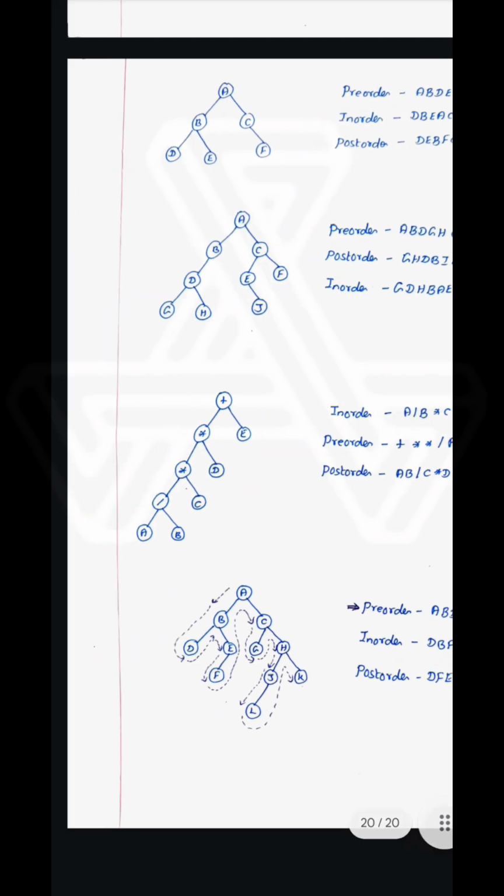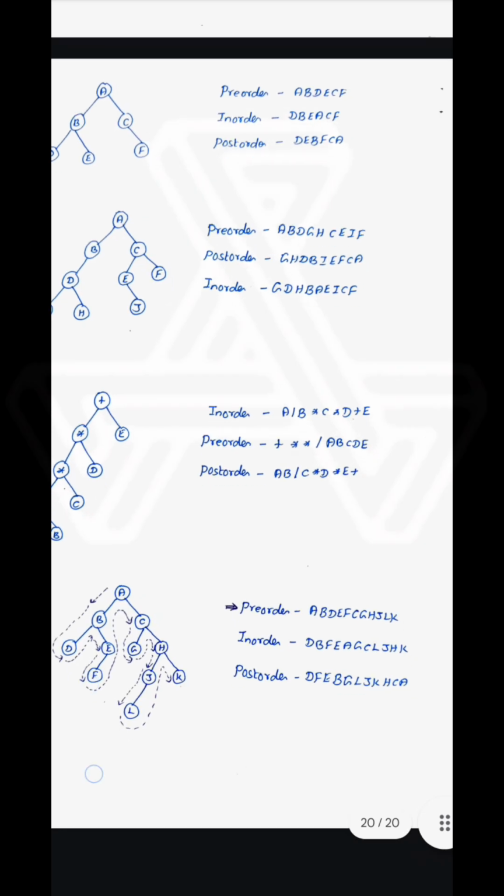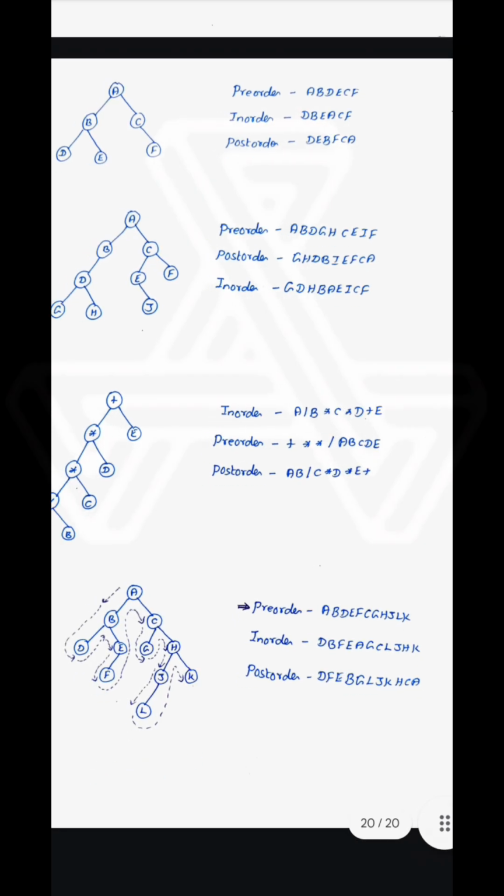Preorder for this tree: first comes root A, B, D, E, F, C, G, H, J, L, K. Then inorder traversal for this will be D, B, E, F, A, C, G.